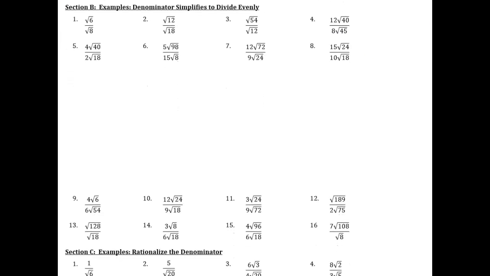Here in section B, the denominator simplifies to divide evenly. All right, let's start with number 5 here. So look at your coefficients, 4 and 2. Something to point out here is that this 2 right here can never divide into that 40. So the coefficients divide into each other and the radicands divide into each other. There's no crossing, no mixing of that.